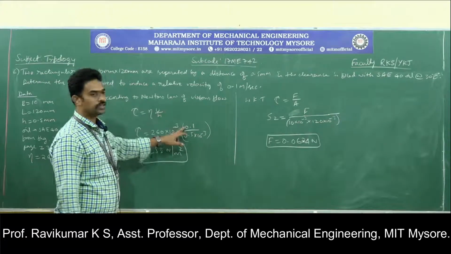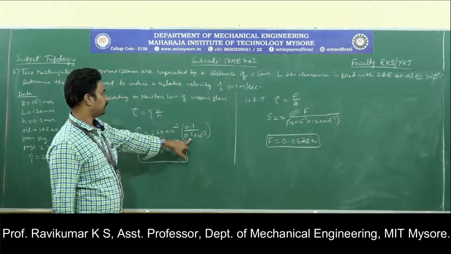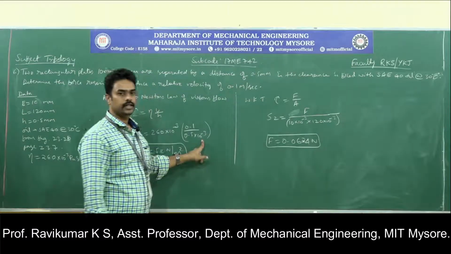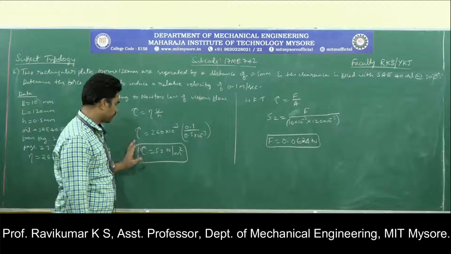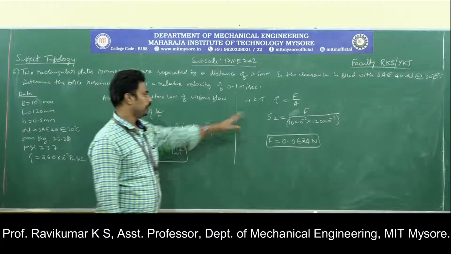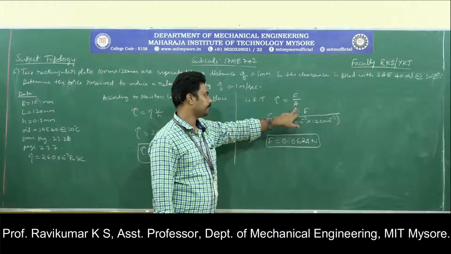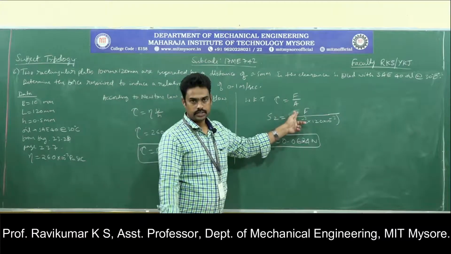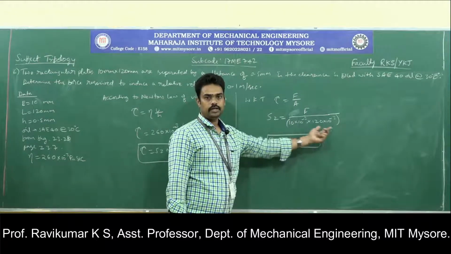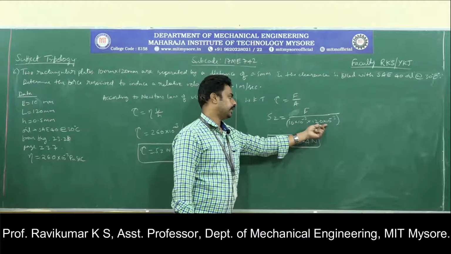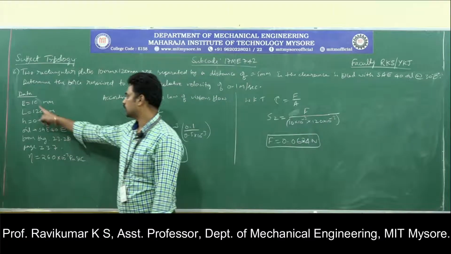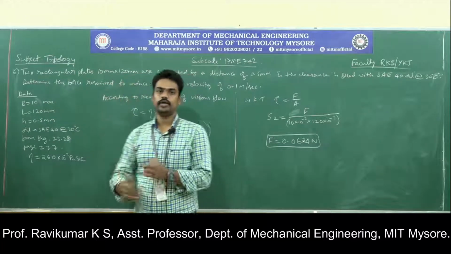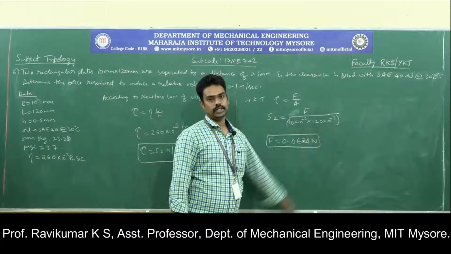So substitute 0.1 for U, then H is 0.5 into 10 power minus 3, since 0.5 is given in millimeters. To convert millimeters to meters, 10 power minus 3. From this you get the shear stress as 52 Newton per meter square. We know that shear stress is equal to shear force by area. So 52 is equal to shear force, the unknown, divided by the area B into L, 10 into 10 power minus 3 into 120 into 10 power minus 3. Since these are given in millimeters, to convert to meters we multiply by 10 power minus 3.